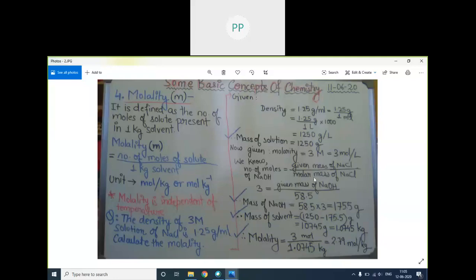Mass of solute, that is NaCl. Okay, NaCl mass we are calculating. So from there we are getting mass of solution and mass of solute. Then we can easily get mass of solvent by subtracting both. So then we will get mass of solvent and we can solve it.